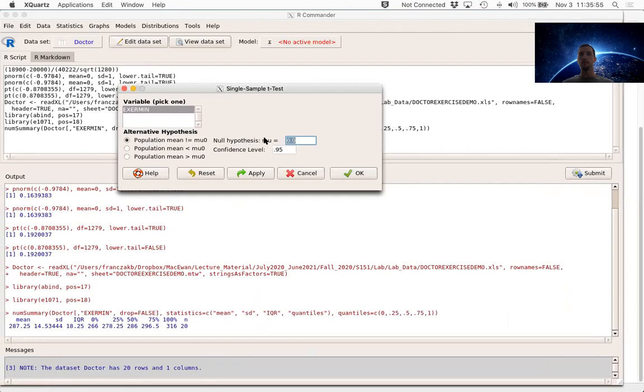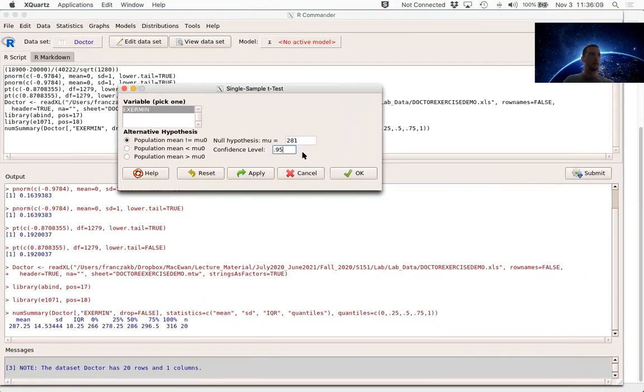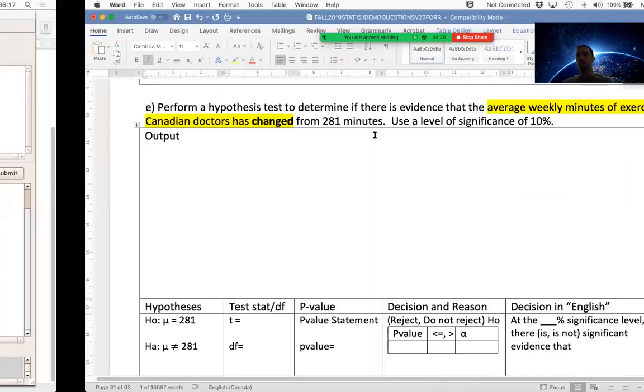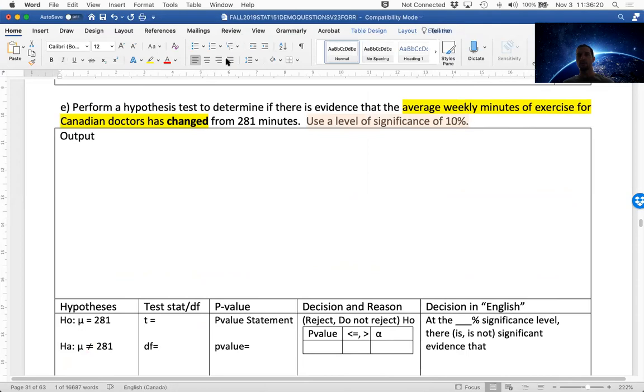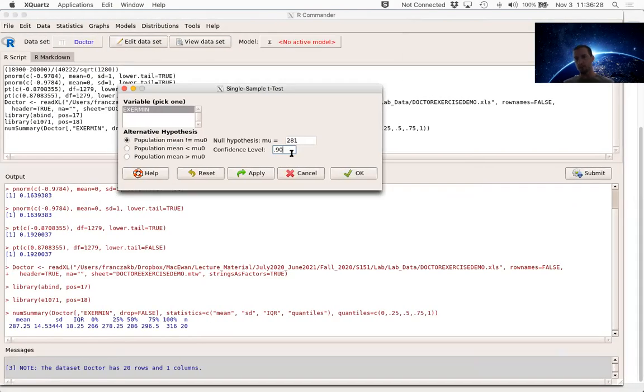The null hypothesis is mu is equal to 281. Okay, so I've changed my value to 281 here. And then we also have the confidence level shown below. In this case, it doesn't really matter what you put in for confidence level, but I'll change it to 0.90 to be consistent with the language, which says use a significance level of 10%. So if the significance level is 10%, the confidence level would then have to be 90%, which is 0.9. Okay. Any questions before I click OK here?